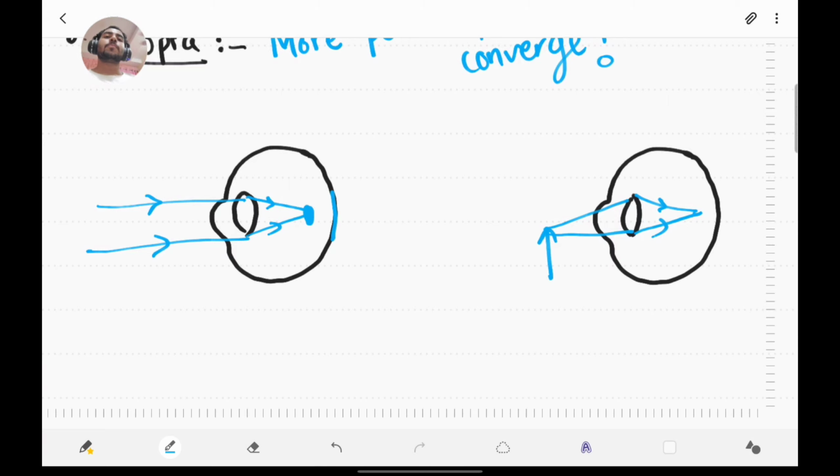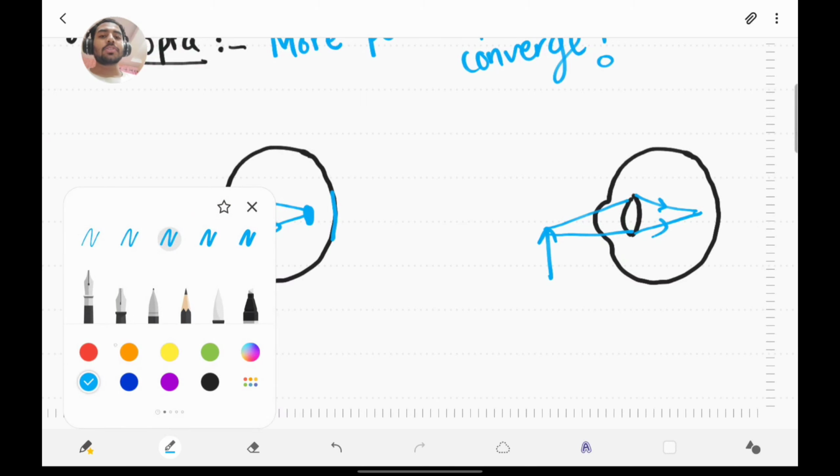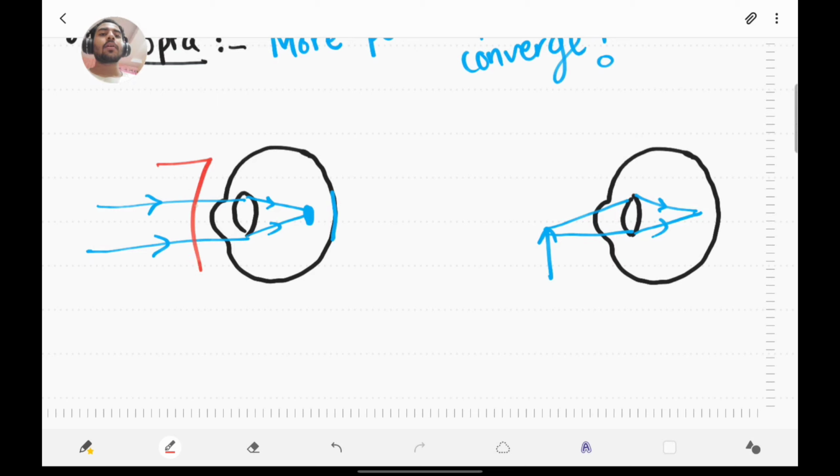Now you have to decrease this convergence. You have to make the rays go away from each other. So a solution is very simple. You have to bend the rays of light away from each other. And how are you going to do that? It's very simple. You are just going to use a concave lens. Now what it's going to do is that it's going to diverge those rays a bit, and now the image is going to be formed on the retina.